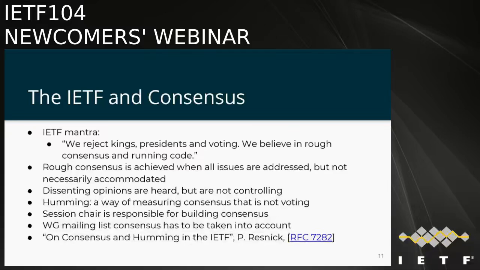Rough consensus is really an interesting concept. It doesn't necessarily mean everyone agrees in the end. It is also not necessarily a compromise. Rough consensus is reached when all concerns and issues are heard and addressed. They don't all have to be accommodated, as long as everyone can live with the outcome. At the working group sessions, there is always a session chair who is responsible.